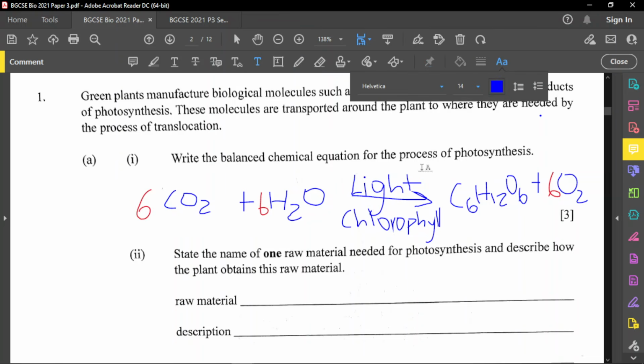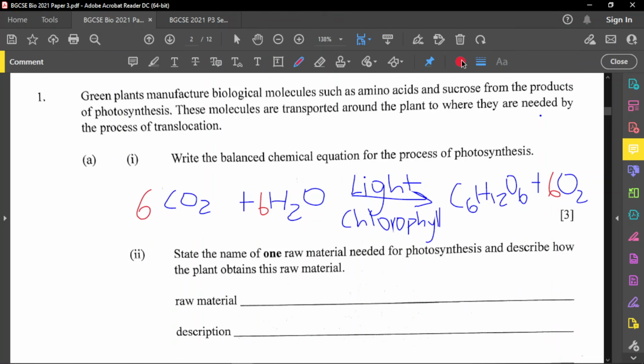All right, so let's now get into the other question. But before I get into the question again, I want to point out another thing: what you need to remember is that the opposite of photosynthesis is respiration without, of course, the light and chlorophyll. All right, so the reverse equation is for respiration.